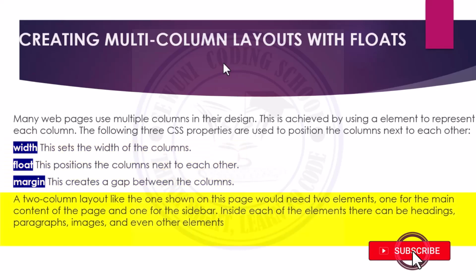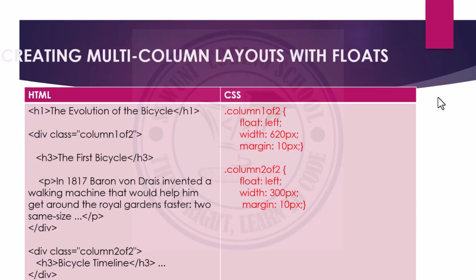A two-column layout like the one I'm going to show you would need two div elements: one for the main content of the page and one for the sidebar. Inside each of the elements there can be headings, paragraphs, images, and even other elements. Now, this is how to create multi-column layout with float. I'm going to show you this in our text editor and on our browser. Let's go quickly to our text editor.